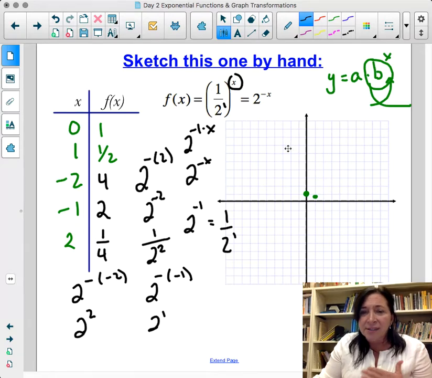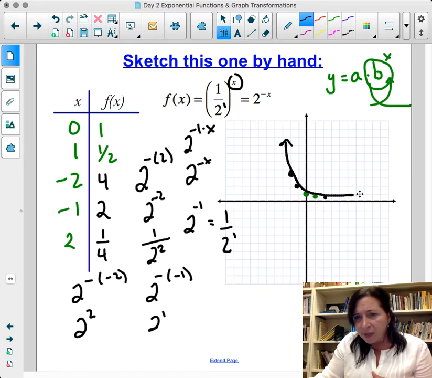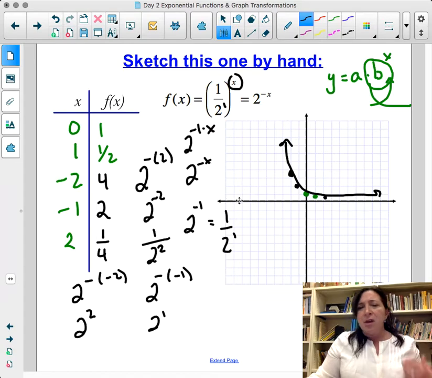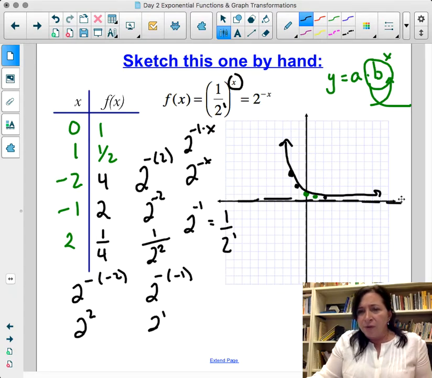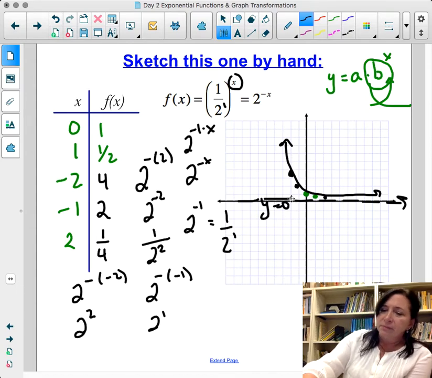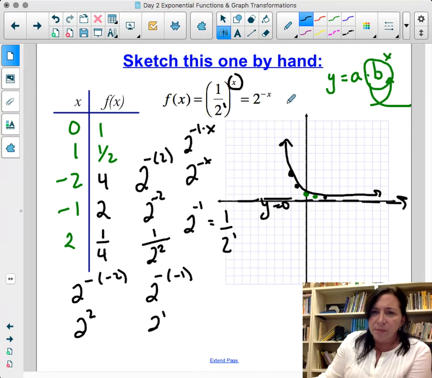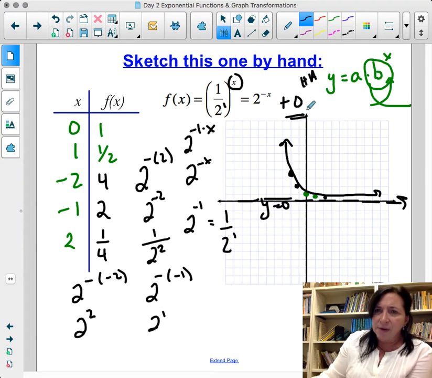So plotting those additional points, I've got negative 2, positive 4. I've got negative 1, 2. And it looks like I have 2, 1/4, which therefore is carrying on my exponential equation. And again, don't forget that you do have a horizontal asymptote at y is equal to 0. And of course, that's just because there's no value here. That's my HA, this value right here.